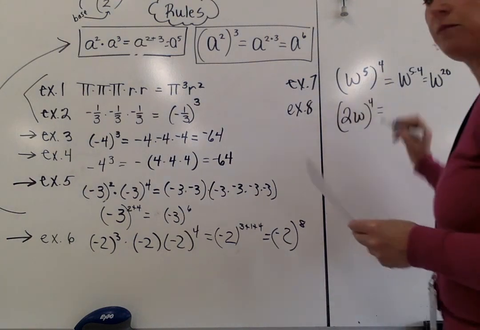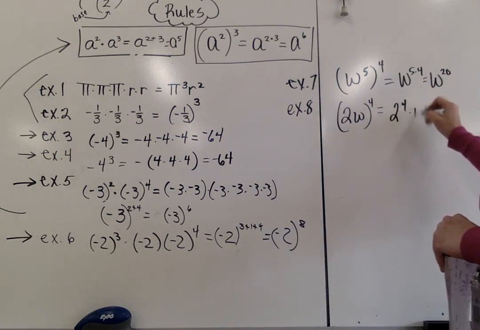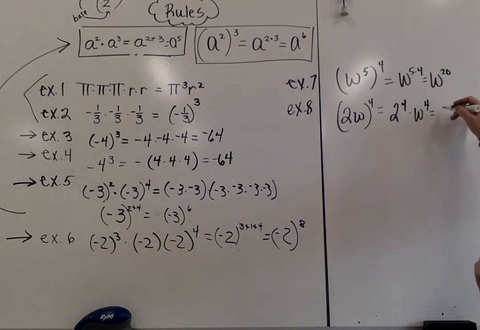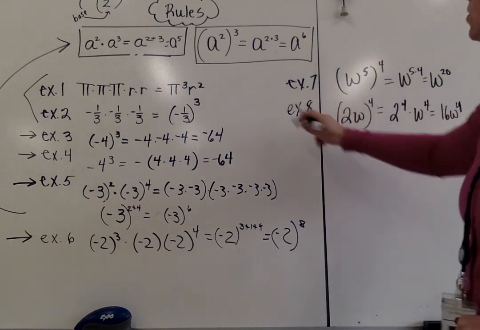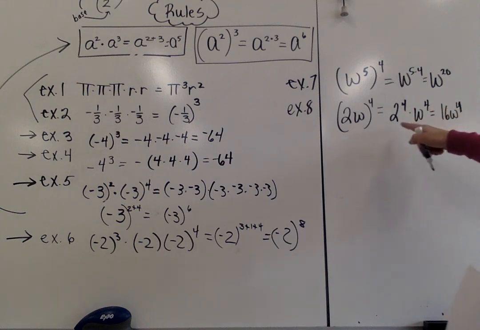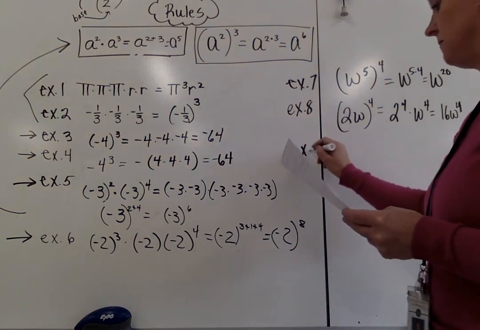In example 8, it works the same way. 2W to the 4th. But because I have a coefficient of 2, 2 is to the 4th power, and W is to the 4th power. And I can simplify that. 2 times 2 is 4, 4 times 4 is 16. If I would be asked to evaluate, my answer would be 16W to the 4th power. These two are based on a power being raised to an exponent. So I apply that exponent by multiplying it by every exponent that's listed in the power. It even works for fractions.